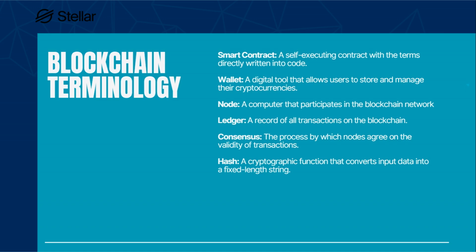Now that we understand how blockchain works at a high level, the next important step is to learn some basic blockchain vocabulary. Every new field has its own language, and blockchain is no different. If you understand these few terms, everything else becomes much easier to follow. Let's start with smart contracts.